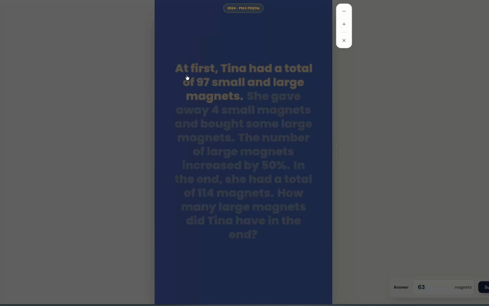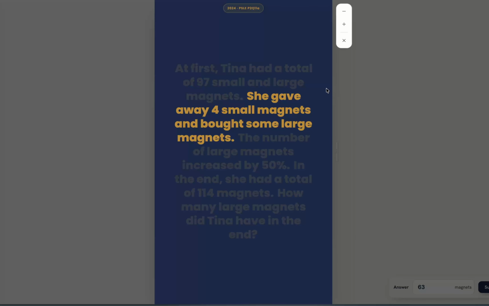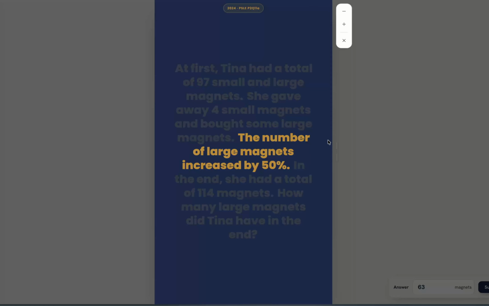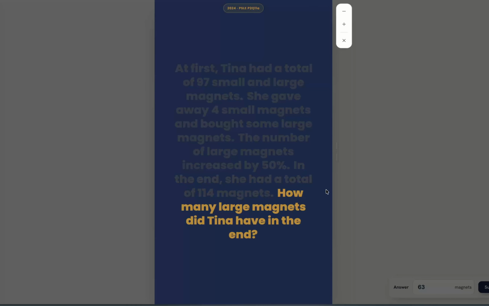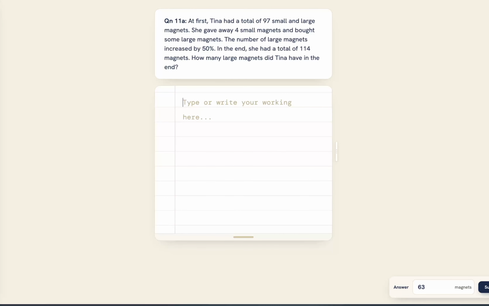Question 11, part A. At first, Tina had a total of 97 small and large magnets. She gave away 4 small magnets and bought some large magnets. The number of large magnets increased by 50%. In the end, she had a total of 114 magnets. How many large magnets did Tina have in the end? Okay, so for this, we know that the total at first for both small and large magnets is 97.